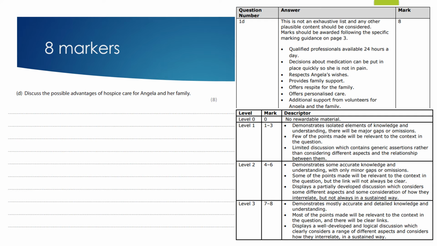Top band answers for this one, again, you're demonstrating accurate and detailed knowledge. You've got an understanding of the benefits of her going into care, the roles and responsibilities of care providers. You've made your points relevant to the context. You've explained your point and linked it to Angela and her family. And it says a well-developed and logical discussion, so it clearly considers a range of different aspects. And again, you might cover a number of benefits for her going into hospice, but throwing in the other side of the debate, I always think is quite worthwhile doing, because it then shows you are thinking of all possible issues. So there we have it. So there's your 8 marker.